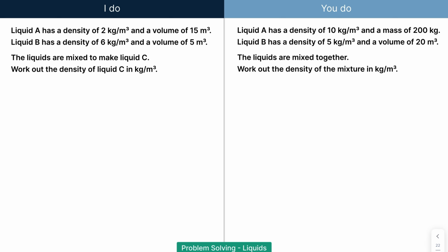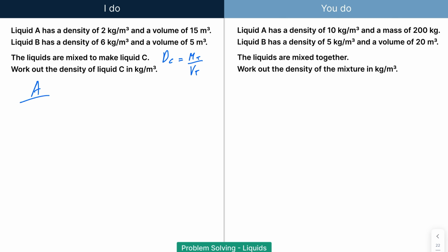So we have 2 liquids that mix together to give us liquid C. And it's asking us to find the volume of liquid C. Now, to find the density of liquid C, we need the total mass that's being mixed together, and we need the total volume. Okay, so that would be the total volume of A and B.